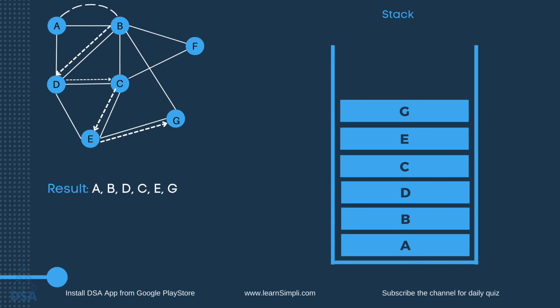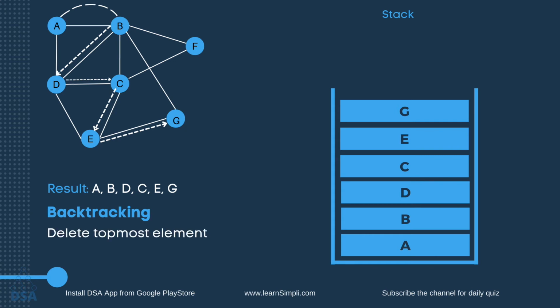Now check if G has any unvisited adjacent nodes. B and E are adjacent nodes of G, but they are already inserted. We cannot move further from G because we don't have any unvisited vertices adjacent to G. So we will perform backtracking. In backtracking, we will delete the topmost element of the stack. Here in the stack, the topmost element is G. So pop out G.